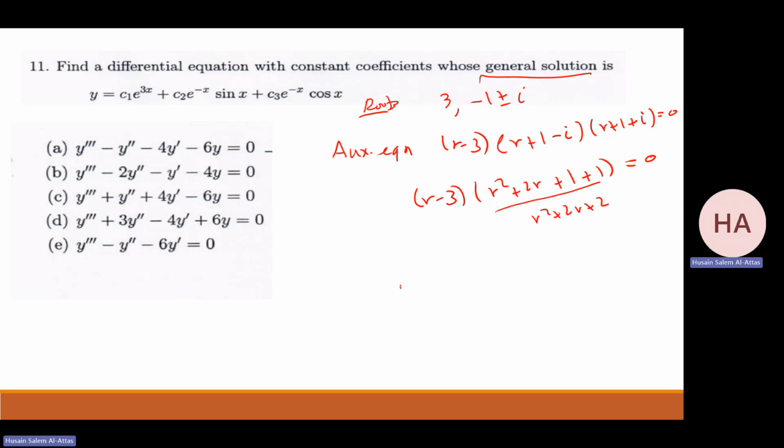Let me do the product. I have r cubed. What gives me r squared? Minus 2r squared plus 2r squared, that will be minus r squared. It's minus 6r plus 2r, minus 4r, minus 6 equals 0. So what will be the differential equation? Triple prime, y prime minus 6y equals 0, which is this.